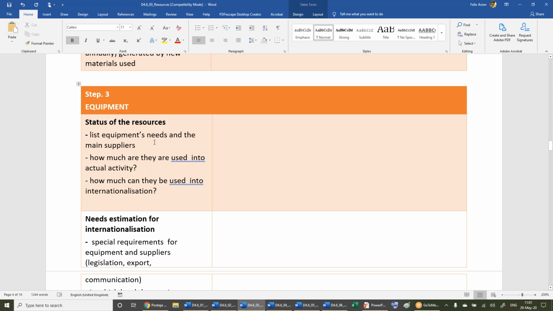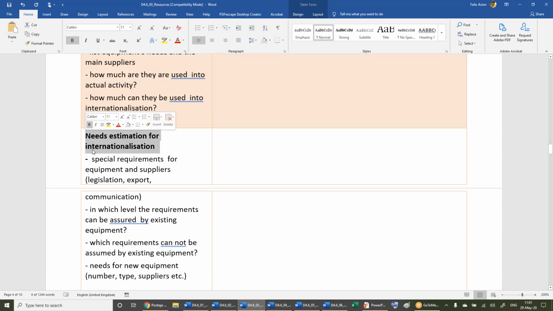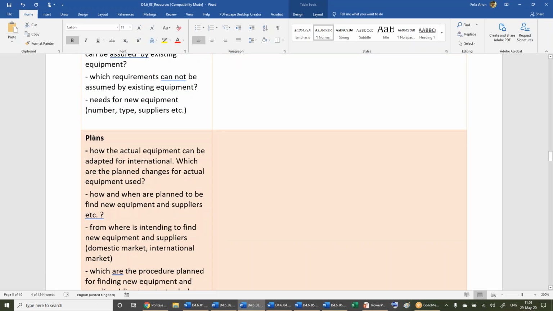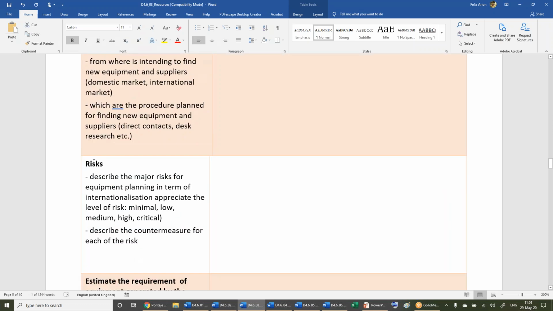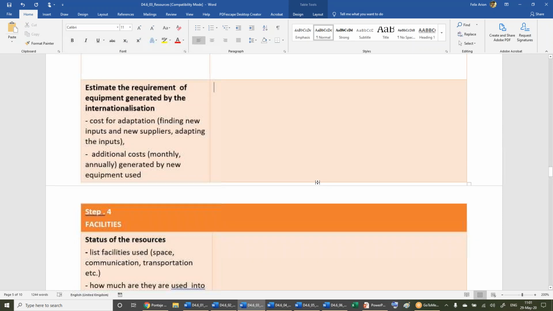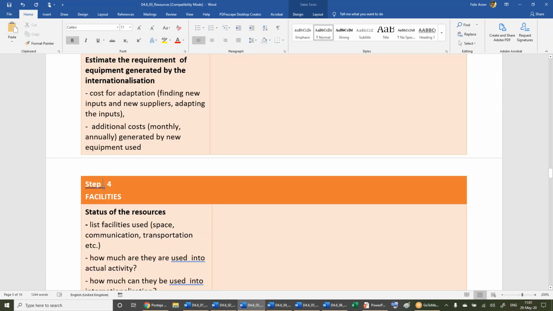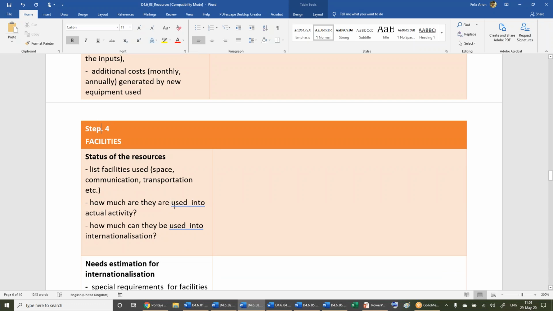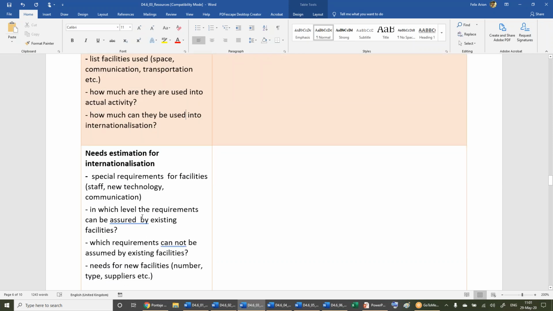The same thing for equipment. How is the equipment at the moment? What we need, how we have to adapt it, how we plan to adapt it, which are the risks of finding that technology, yes or no, how big is the risk, and how much will it cost me to go for that specific change, and the time planning to do it. And of course, facilities like space, communication, transportation, and other things that are specific to your company, how they are at the moment. What you will need?